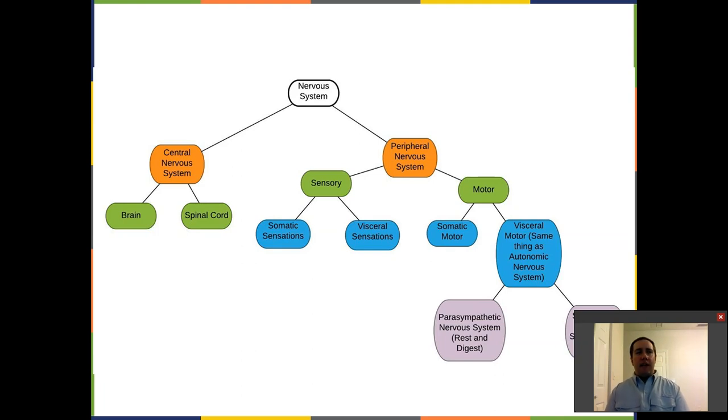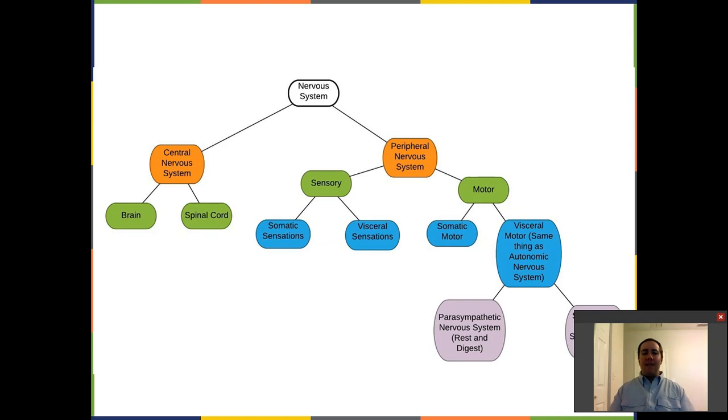Both of these are senses, but one has to do with determining what's going on in the environment around us, and one of them determines what's going on inside of our body. The somatic sensations are what you think of when you think of our senses. The smell, the taste, the touch, all of that has to do with our surroundings. Visceral sensations would be something like hunger or a stomach ache, where it's telling you there's something wrong in our body.